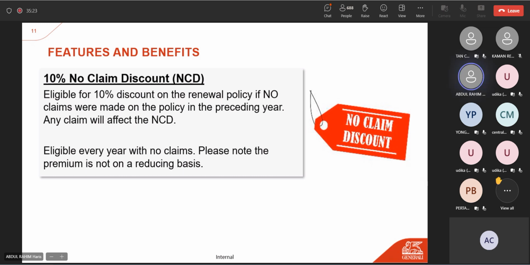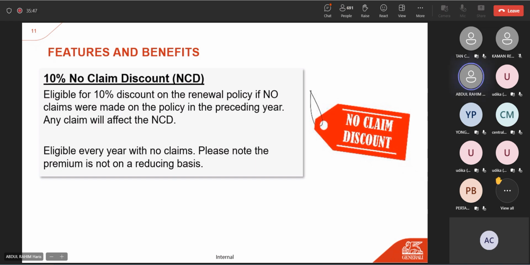Another feature of the product is a 10% no claim discount. This is a 10% discount on the renewal premium if there were no claims made on the policy in the preceding year. But any claims will affect the no claims discount.